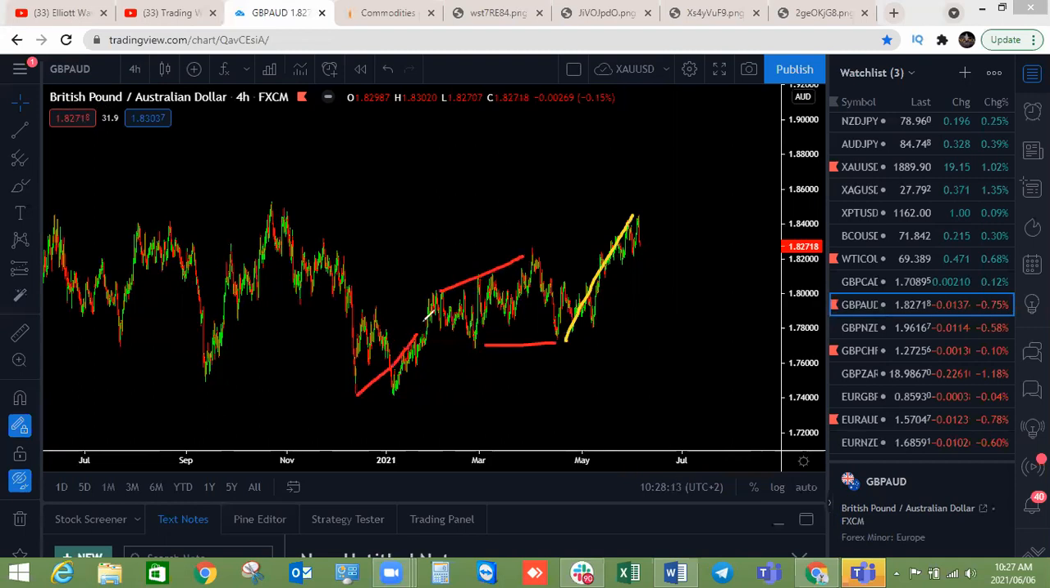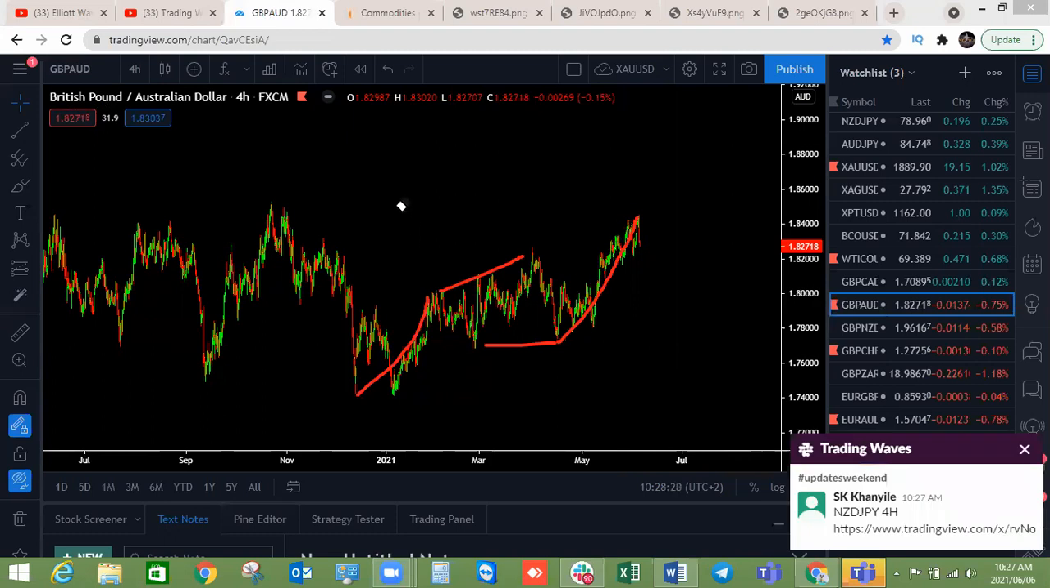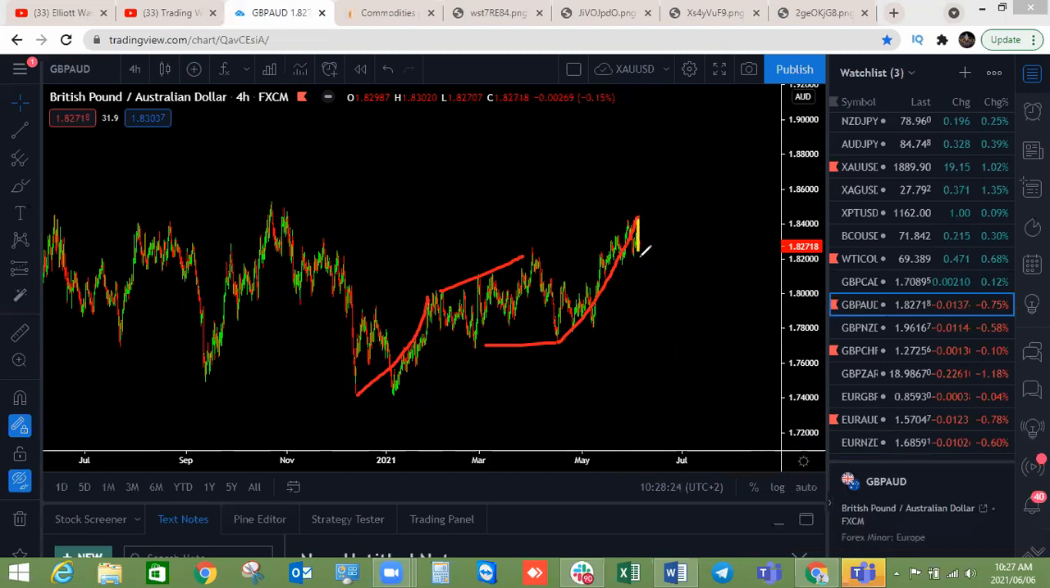If that is the structure, we are just waiting for the trend to continue to the downside. Are we ready to continue to the downside here with the pound AUD? We want to see if it's simply going to give us a 3-wave pullback as follows, or if this is ready for a move to the downside. So that is pound AUD.